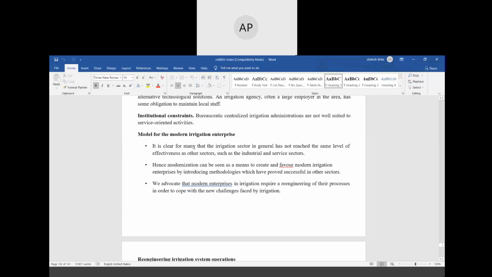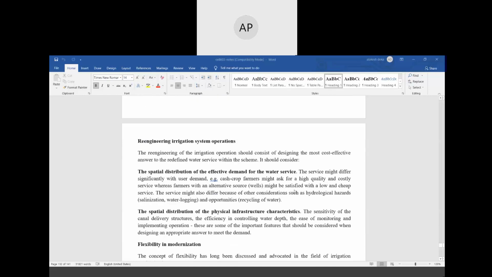It is clear for many that the irrigation sector in general has not reached the same level of effectiveness as other sectors such as industrial and service sectors. Hence, modernization can be seen as a means to create the favored modern irrigation enterprises by introducing methodologies which have proved successful in other sectors. We advocate that modern enterprises in irrigation require a re-engineering of their processes in order to cope with the new challenges faced by irrigation. Re-engineering irrigation system operation.